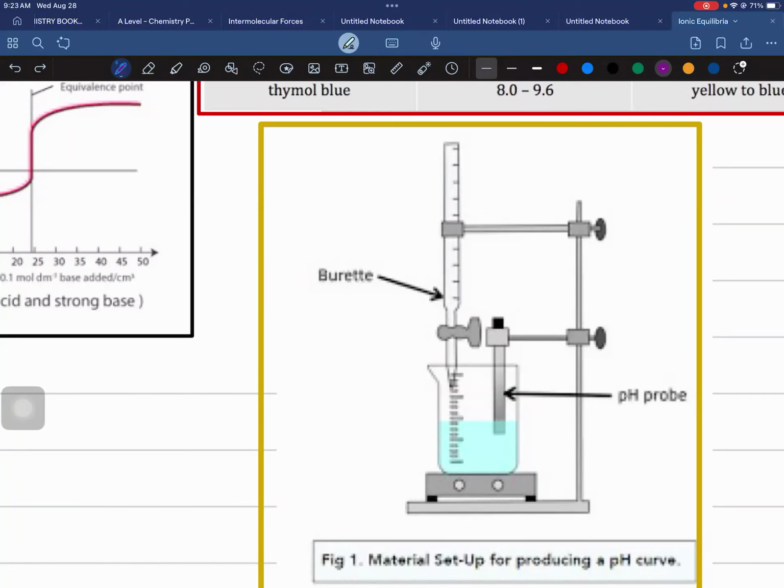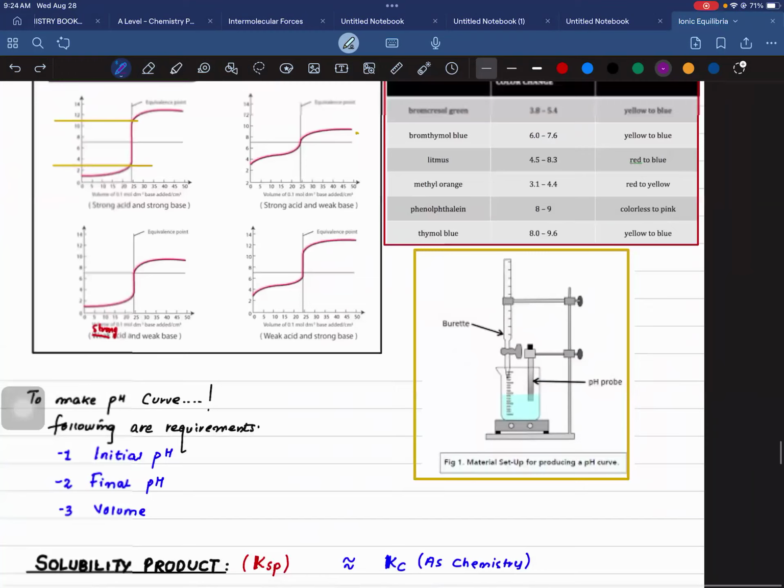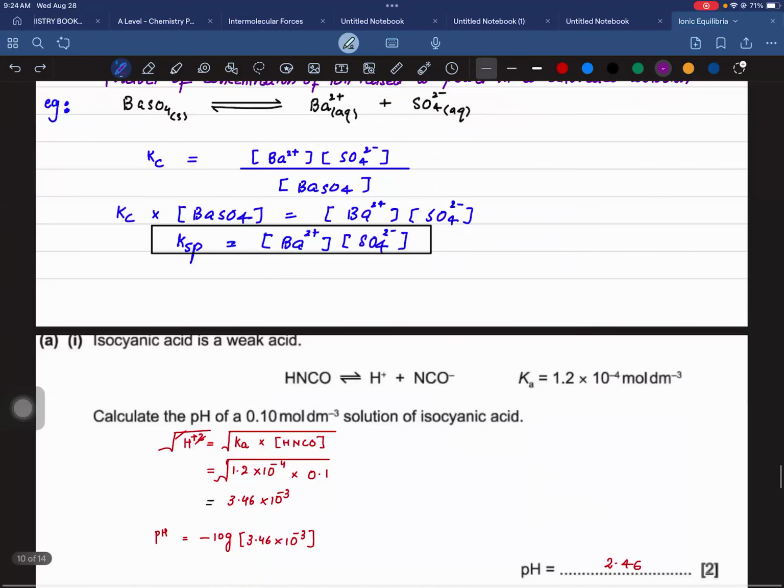Now if you are thinking, sir, is that necessary when the pH is equal to 7, that the titration has finished? Is that mandatory? The answer is no. If I ask why, just look at this.